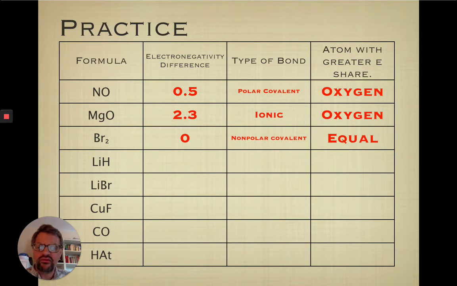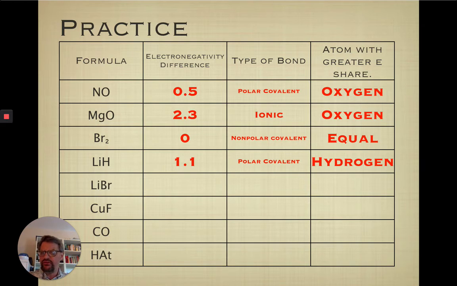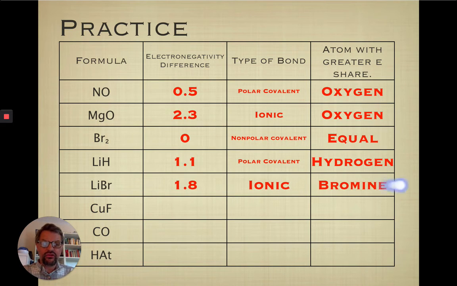Equal share of electrons. Next one, lithium hydride, lithium and hydrogen. The difference is 1.1. Choose your bond type. It is polar covalent. Good. Hydrogen has a greater share of the electrons. Lithium bromide, that's your difference. Choose your bond type. Ionic bond, very good. It's just over that line, where bromine takes electrons from the lithium. All right, what's next?